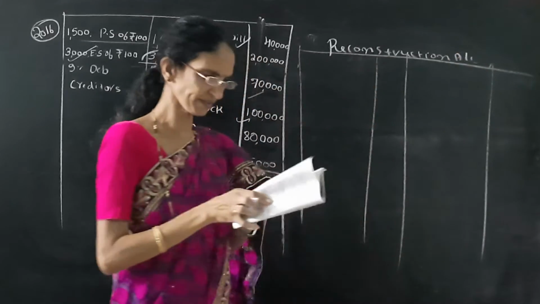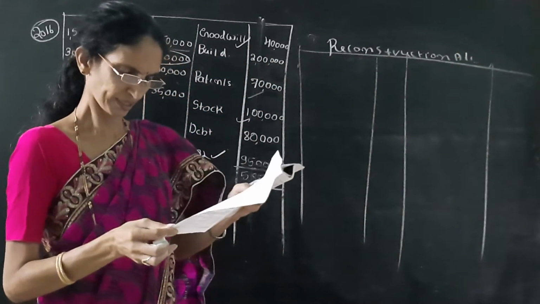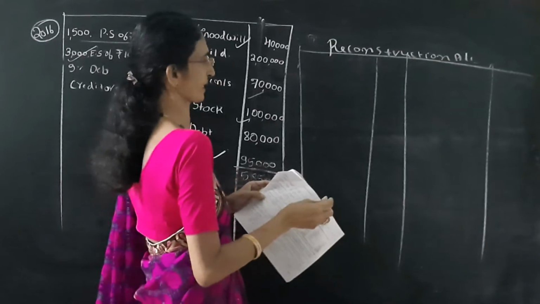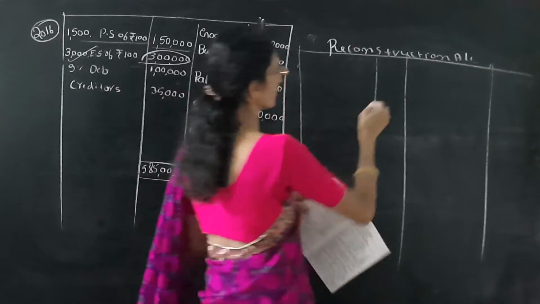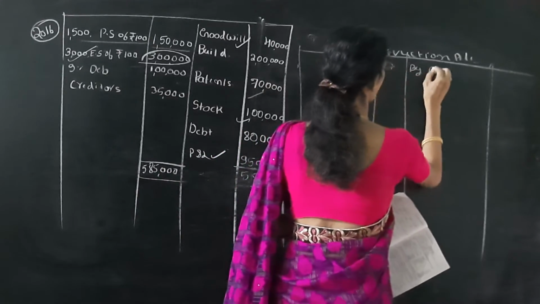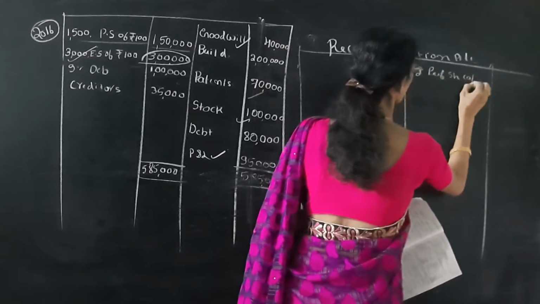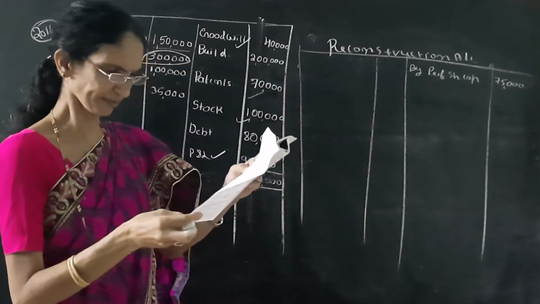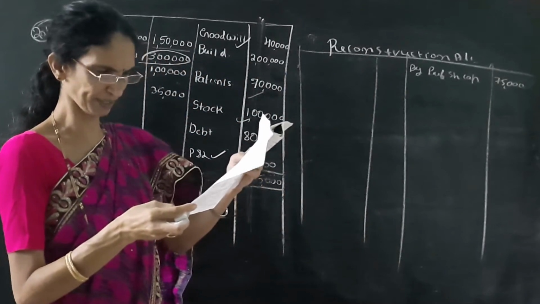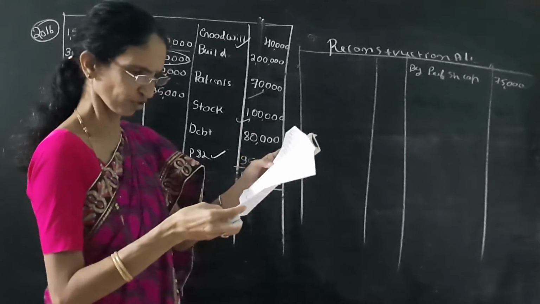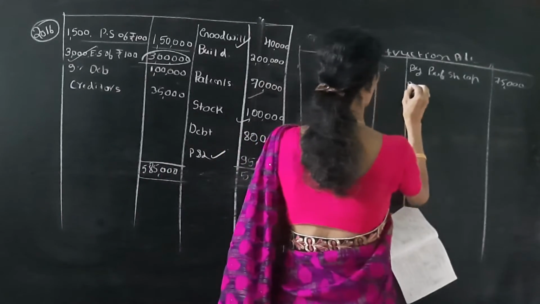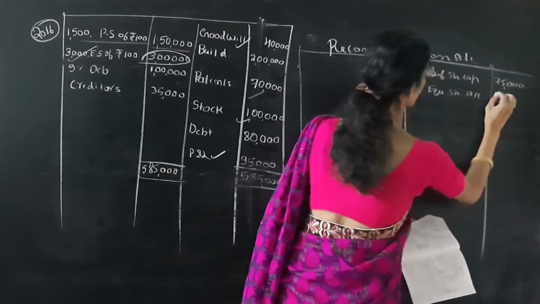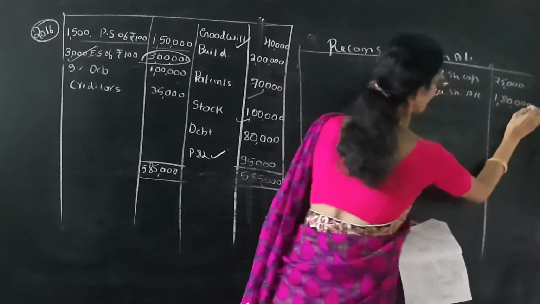See the first journal entry, that is preference share capital account debit to preference share capital to reconstruction. To reconstruction means by preference share capital, the amount is 75,000. Next journal entry is equity share capital to reconstruction account. So to reconstruction account means by equity shares account. It is 1,80,000.